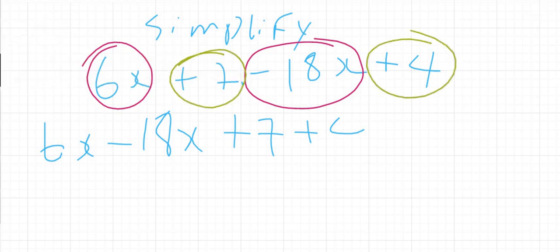So we go ahead and simplify. We say the positive 6x minus 18x will give us negative 12x, and then we add 7 plus 4, that will give us 11. Let us look at another one.